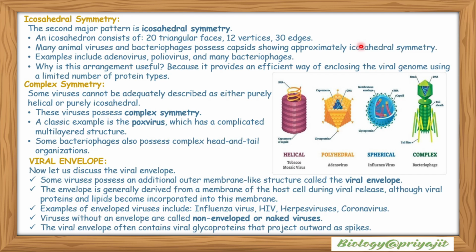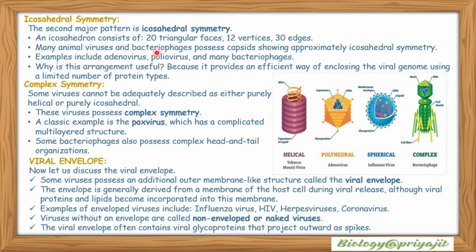Icosahedral symmetry. The second major pattern is icosahedral symmetry. An icosahedron consists of 20 triangular faces, 12 vertices and 30 edges. Many animal viruses and bacterial viruses possess capsids showing approximately icosahedral symmetry. Examples include adenovirus, poliovirus and many bacteriophages. Why is this arrangement useful? Because it provides an efficient way of enclosing the viral genome using a limited number of protein types.